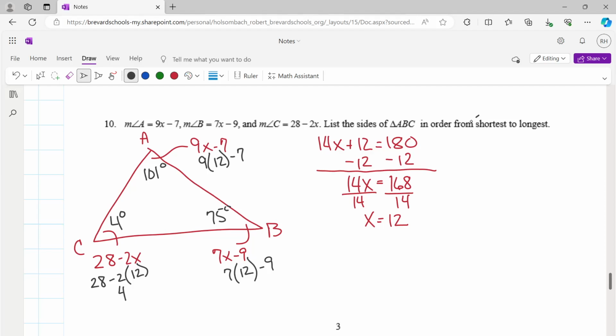All right, so we need shortest to longest. The shortest side is opposite the smallest angle. So our shortest side is AB. Our longest side is opposite the largest angle. So our longest side is BC. And the remaining side is side AC.